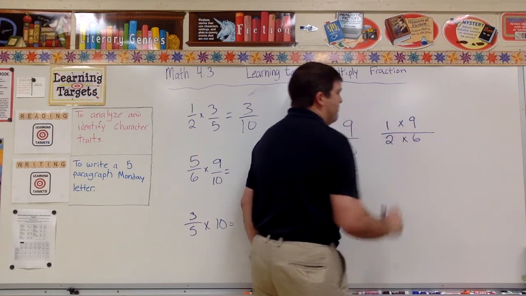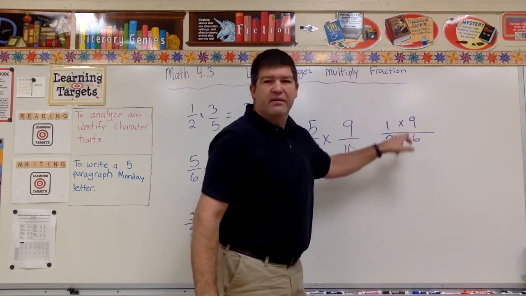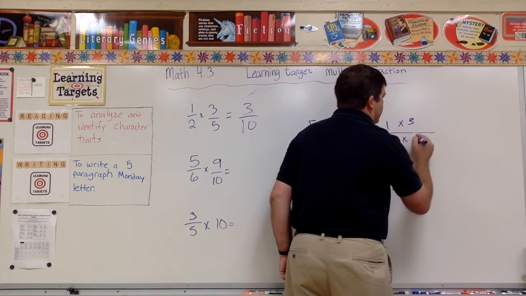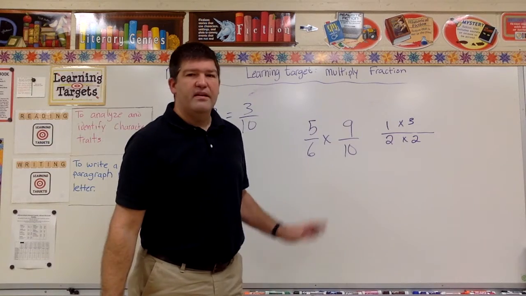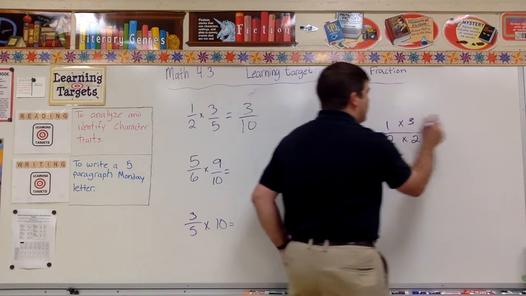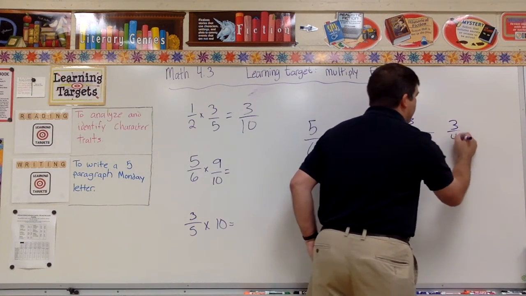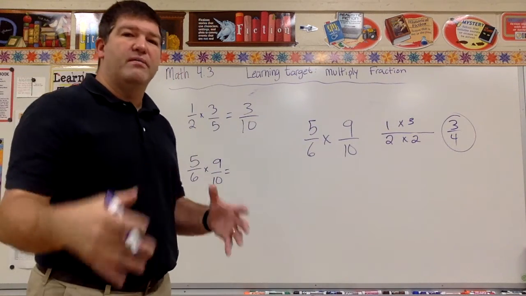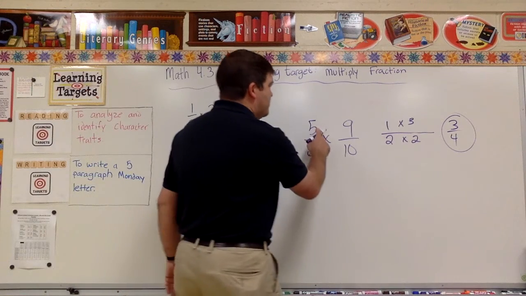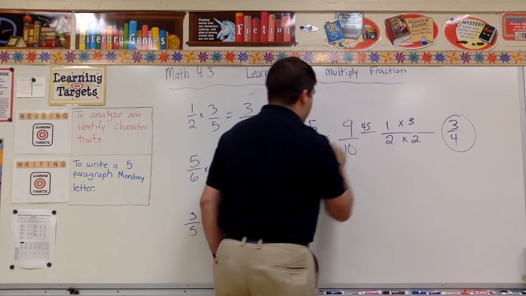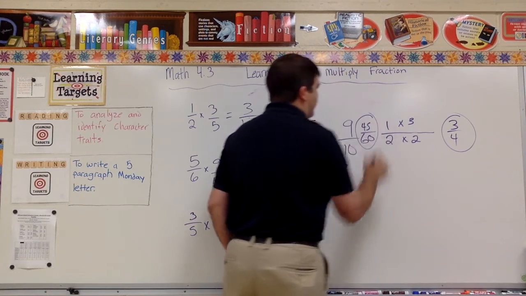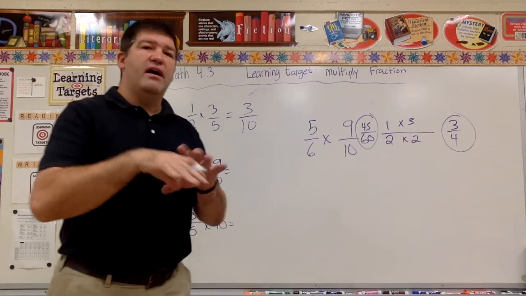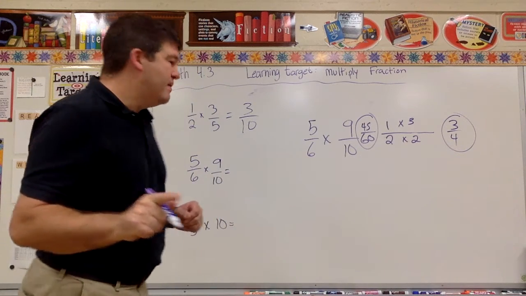And it becomes 1/2. This 3 goes into both of those, so this becomes 3, this becomes 2, okay? Now I can just multiply across. 1 times 3 is 3, 2 times 2 is 4, okay? So I simplified it before I did the multiplication. If I would do the multiplication, it would be 45 over 60. That I know I can simplify. I like to simplify before I go across, okay?